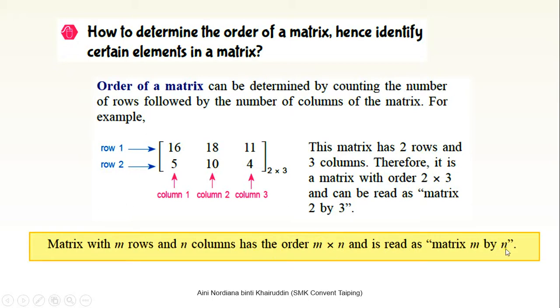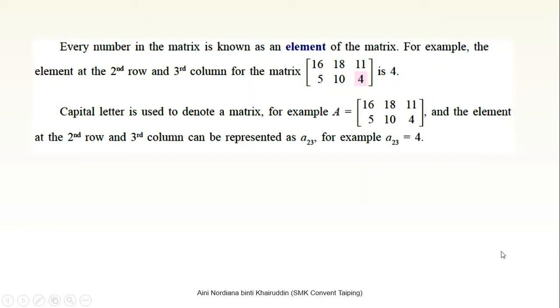Remember this? To write the order of the matrix, we must write the row first, followed by the number of columns. Every number in the matrix is known as an element of the matrix. For example, the element of the second row and the third column for this matrix is 4. This is the element for the second row and the third column.